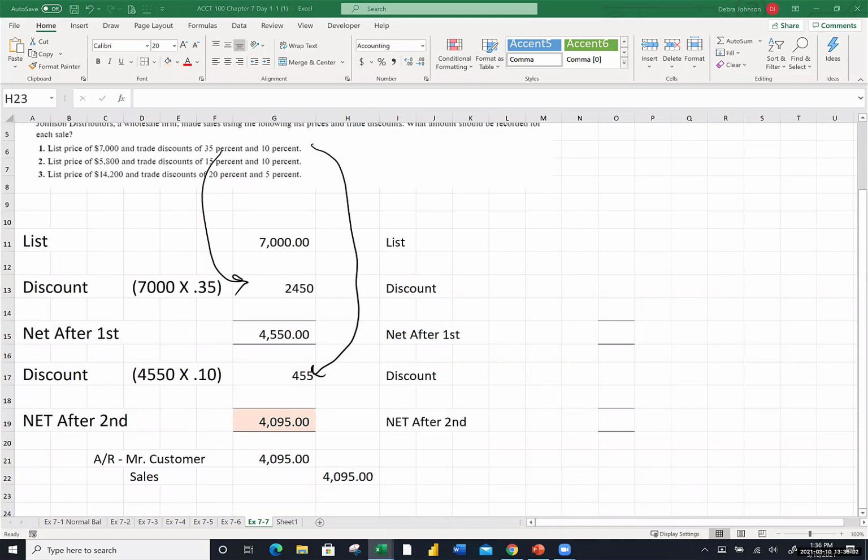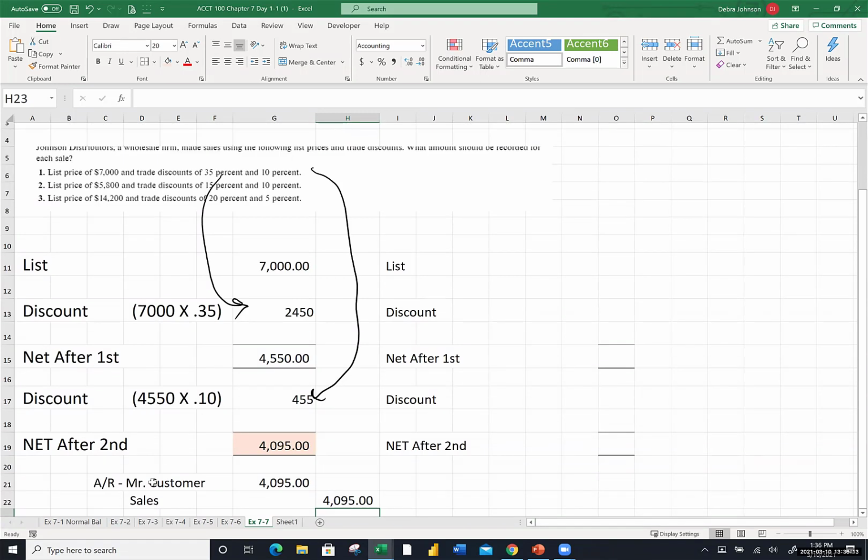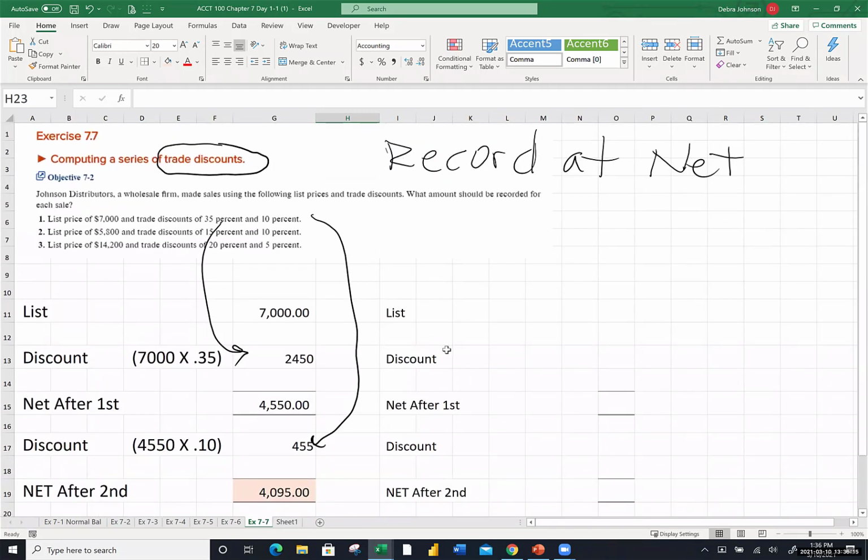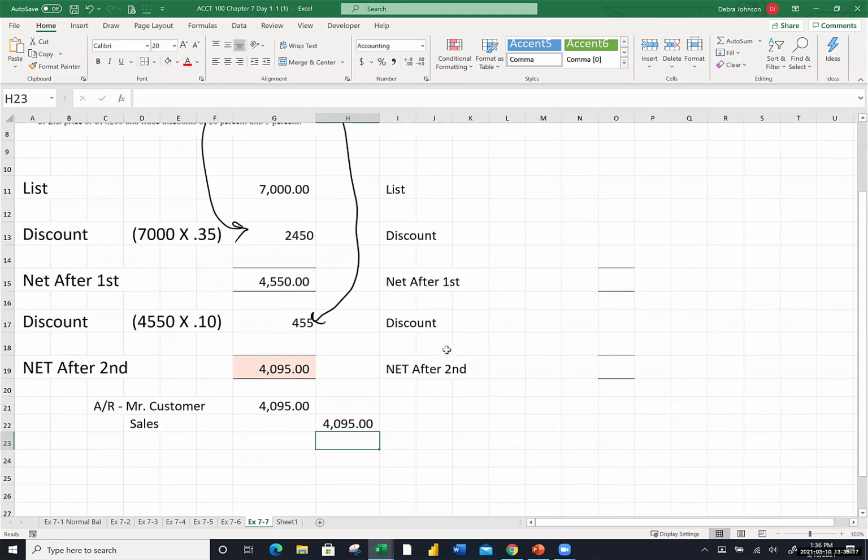So no sales discount is going to be recorded. It's just taken off without recording it in the general journal. Yes, you got it. So the rule is record at the net amount. It's not a sales discount. A sales discount would be offered for prompt payment. This is what we call a volume-based discount. It's for different levels of customers.